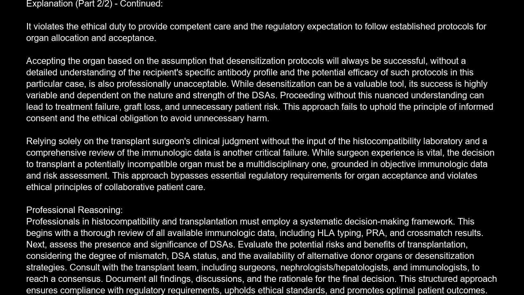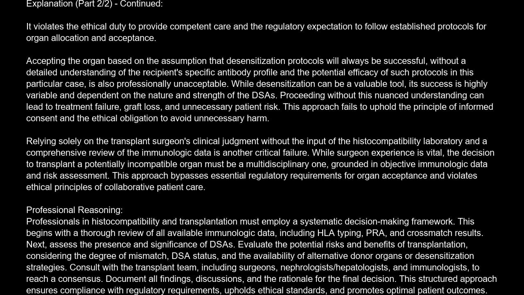and acceptance. Accepting the organ based on the assumption that desensitization protocols will always be successful, without a detailed understanding of the recipient's specific antibody profile and the potential efficacy of such protocols in this particular case, is also professionally unacceptable. While desensitization can be a valuable tool, its success is highly variable and dependent on the nature and strength of the DSAs. Proceeding without this nuanced understanding can lead to treatment failure, graft loss, and unnecessary patient risk. This approach fails to uphold the principle of informed consent and the ethical obligation to avoid unnecessary harm.